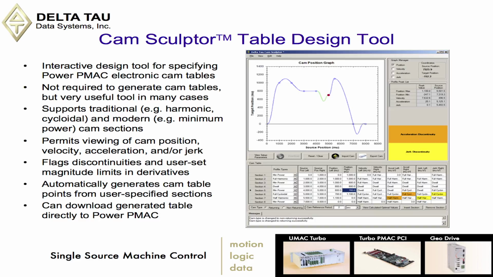We could go now and we could view my cam positions. Now, right now, I could only view these values in here. I could transfer them manually, but in order to get them, there isn't. You notice the download has been grayed out, so I can't download these to my Power PMAC.